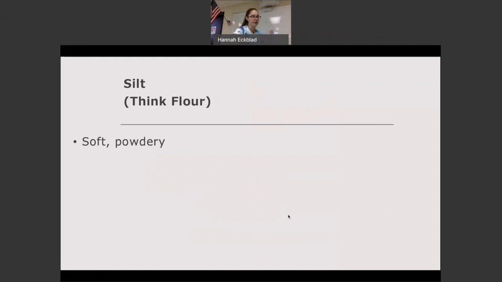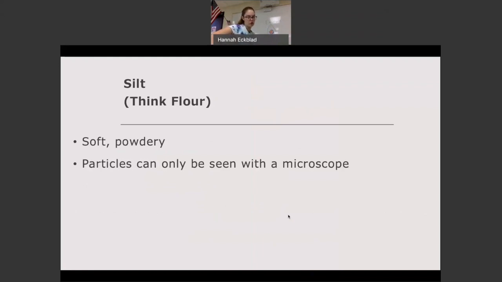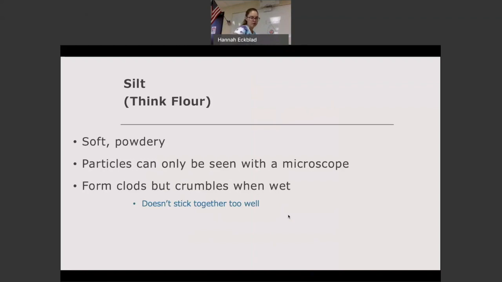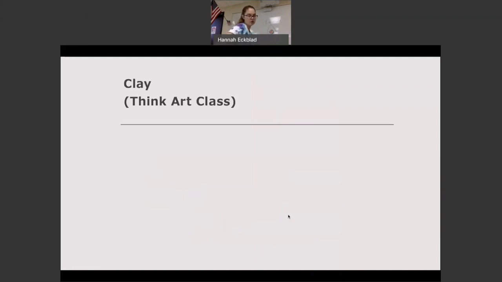Next, we've got silt. Think flour. Silt is soft, it's powdery. Particles can only be seen with a microscope. So if you look at a handful of silt, you can't really see the individual particles. It forms clods, but it crumbles if it's really wet. So you can get it to form a ball, but it doesn't stay in a ball very well. So it doesn't stick together too well. It has good water holding capacity, meaning it can hold a lot of water inside of it.